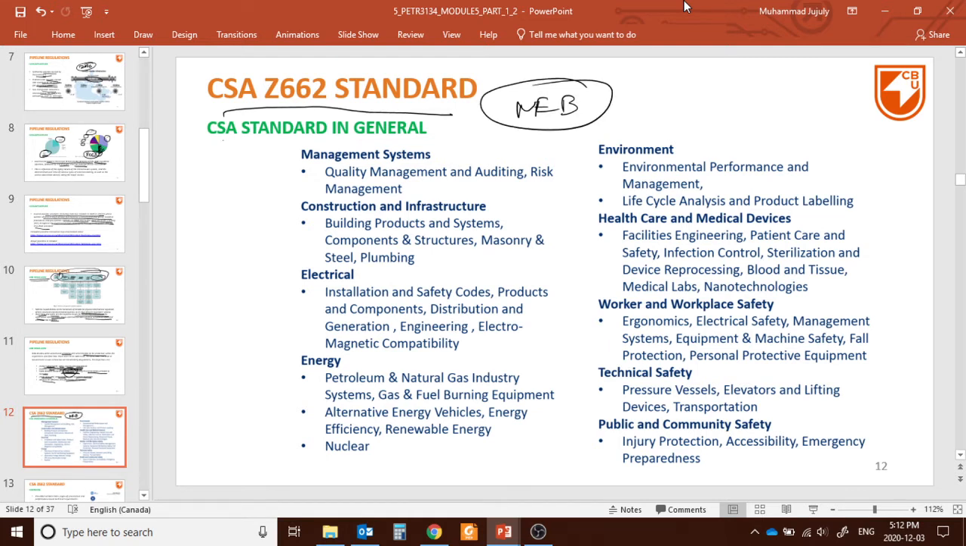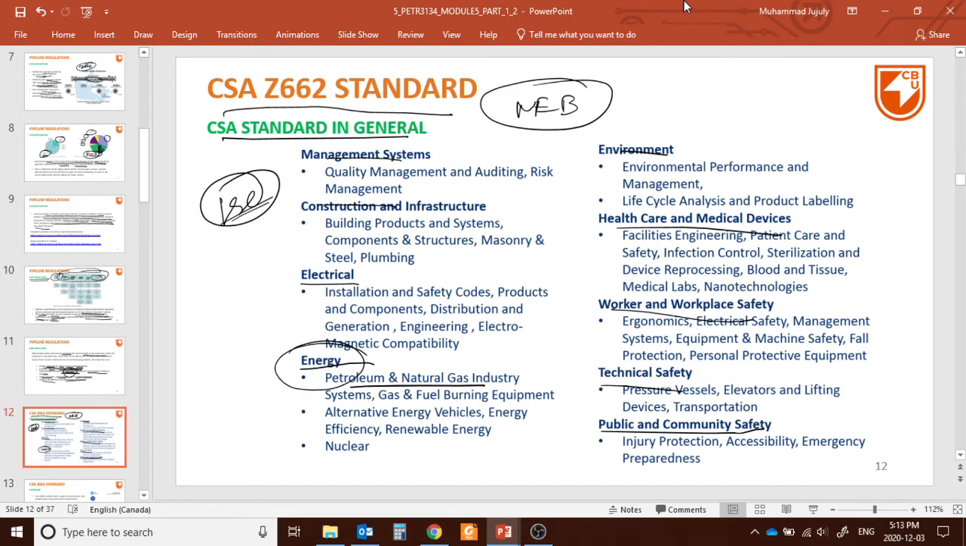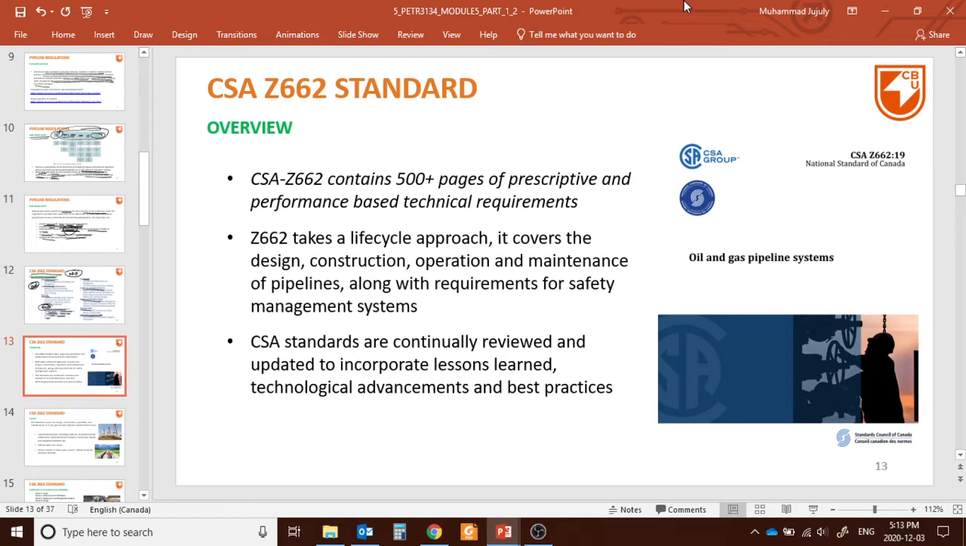In general, CSA standards are wide and varied, just like the international standard ISO. Since ISO has lots of varied fields, CSA also has lots of varied fields: management, construction, infrastructure, electrical, energy, environment, healthcare and medical devices, worker and workplace safety, technical safety, public and community safety, lots of different parts. Now in the energy section, it has petroleum and natural gas industry, fuel burning equipment, alternative energy, vehicles, energy efficiency, nuclear and renewable energy. So all the energy would be under energy, and within energy we have CSA Z662 for oil and gas, the petroleum industries.